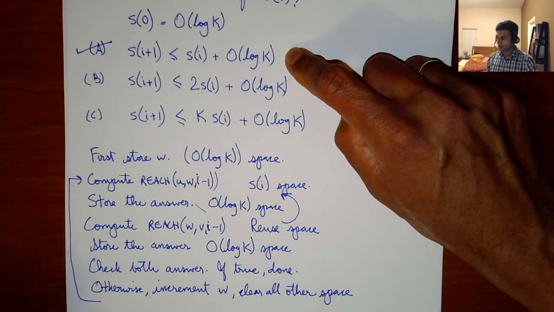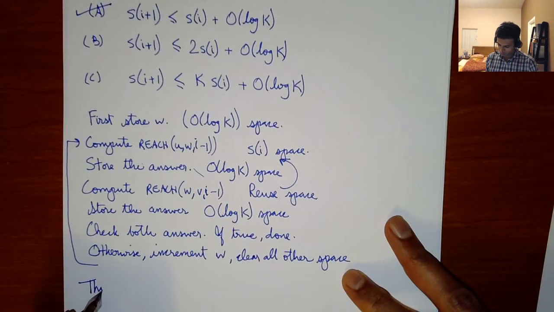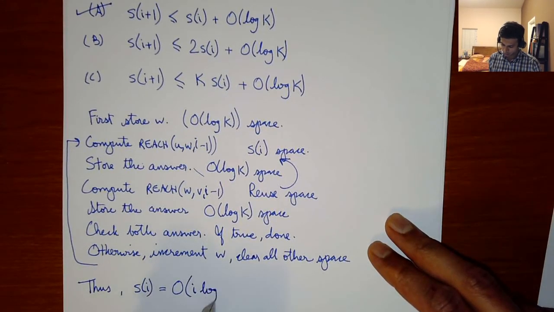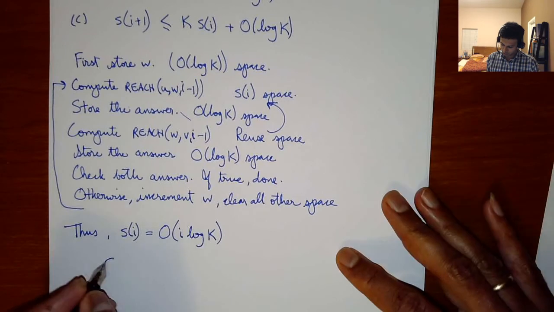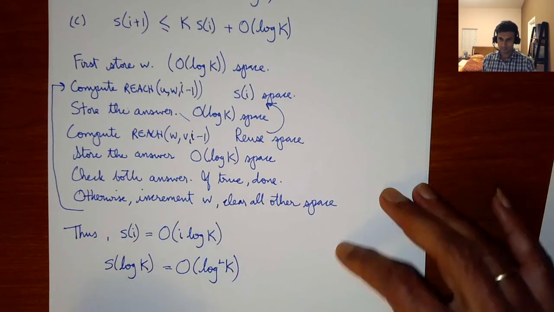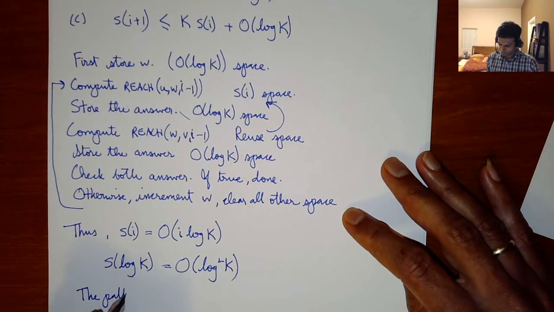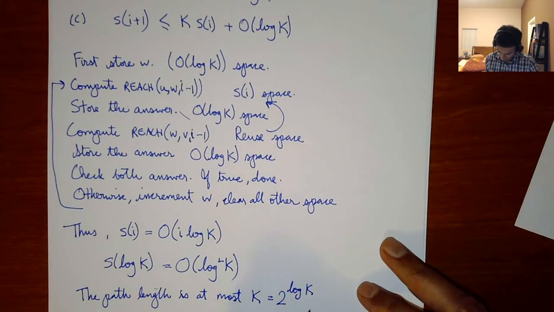So that gives us the recurrence S of i plus 1 is at most S of i plus log k. Thus, and you can go ahead and do this by induction, it is O of i log k. Which means that S of log k is O of log squared k. And the path length is at most k, which is equal to 2 to the log k. I guess I'm doing log base 2 here.